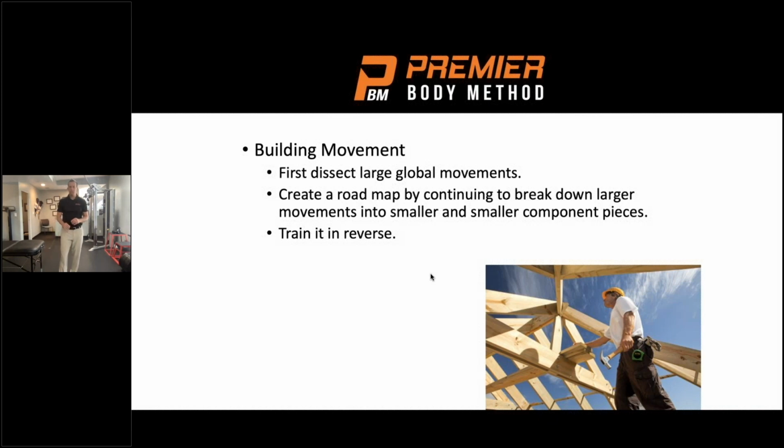And then we take each of those component pieces and break them down into further component pieces. And then we take those pieces and break them down into even further component pieces, and so on and so forth, until the most basic fundamental piece of human movement is reached. Now, if we can do this successfully, then we have a clear roadmap of human movement, from the highest, most complex movements the human body is capable of producing, all the way down to the basic, most fundamental level.